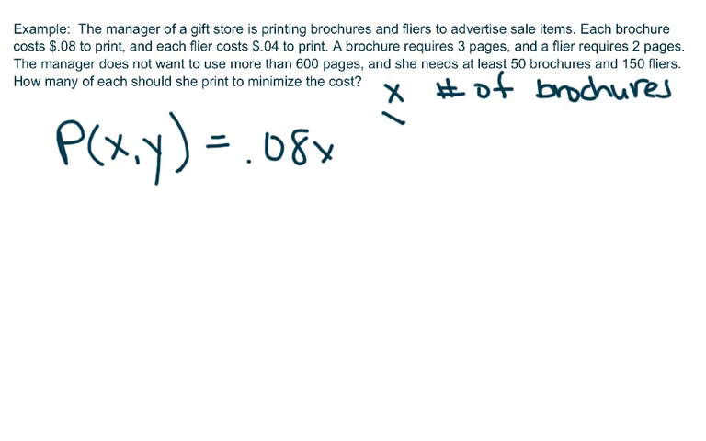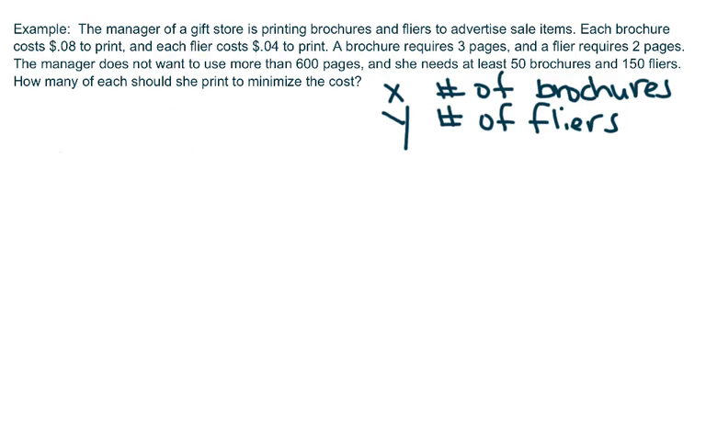And we'll call y the number of flyers, because I should have identified my variables first. So the cost function is going to be 0.08x plus 0.04y. Remember, I want to minimize the cost. That means when I determine my inequalities, graph it, find the vertices, and plug the vertices into this function, I want to find the one with the smallest value.